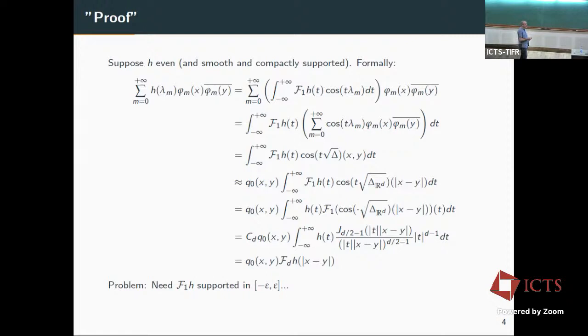This is even, so you can do it. Now you switch integration and sums. You can justify this, but just to do it quickly, take F1 of H outside, and what you have here is exactly the kernel that we said before.